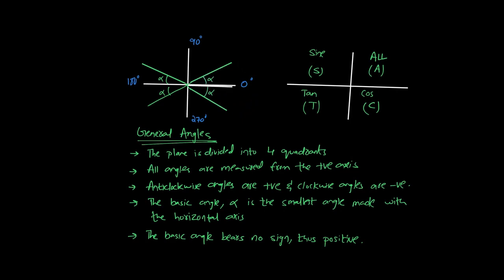Now anti-clockwise angles are positive. So if you're taking an anti-clockwise angle, all these angles are positive, and clockwise angles are negative. If you are moving clockwise, the angles would be negative.